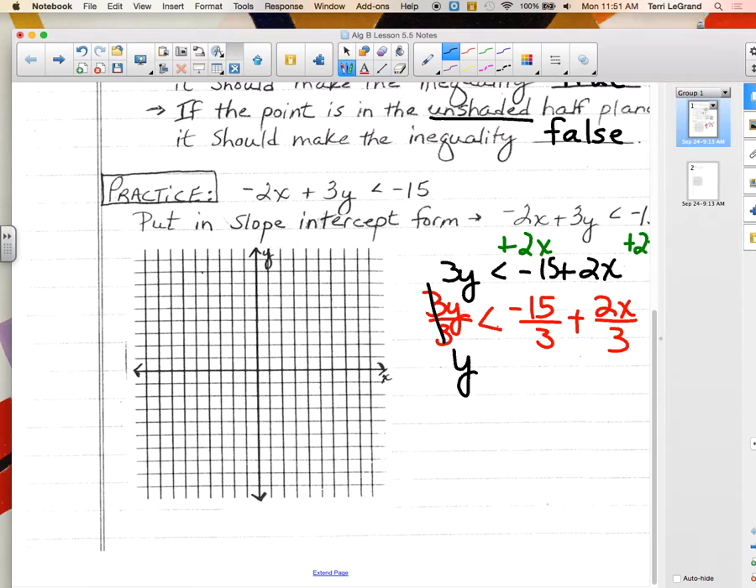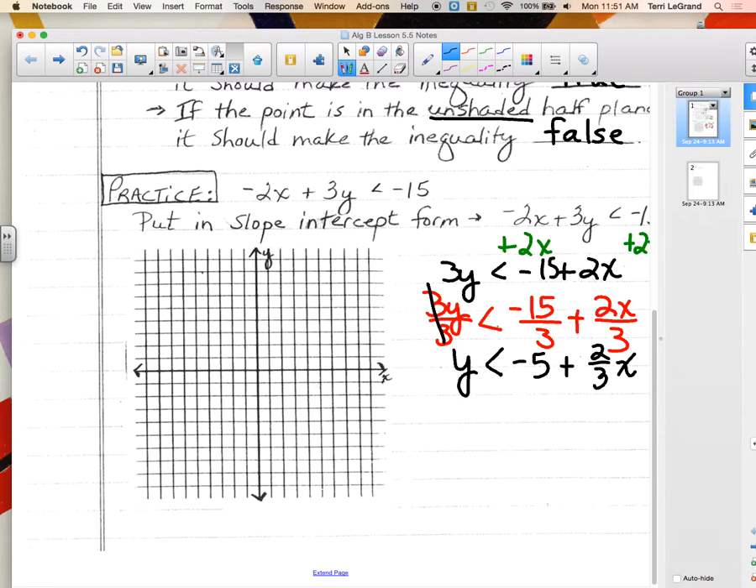Did we multiply or divide by a negative? No. We divided by a positive, didn't we? So we don't have to switch the symbol. -15 divided by 3 is -5, plus 2/3 x. 3 doesn't go into 2 nicely, so we leave it 2/3 x.